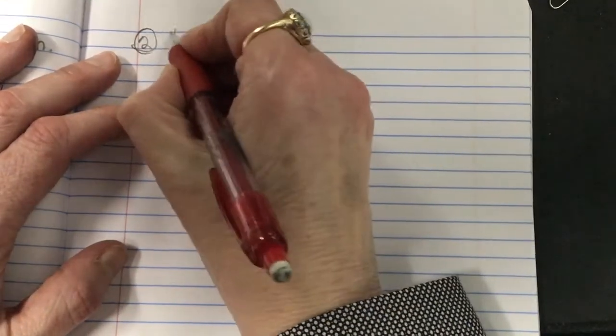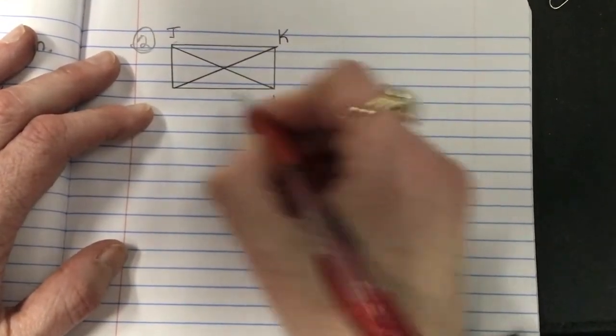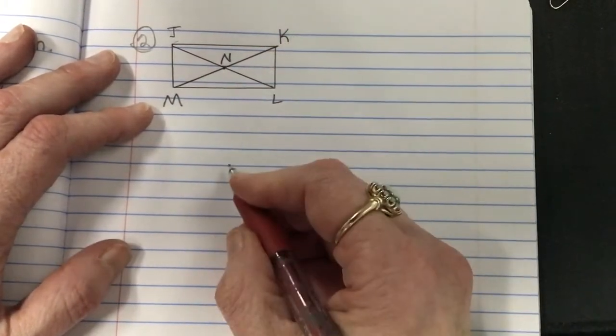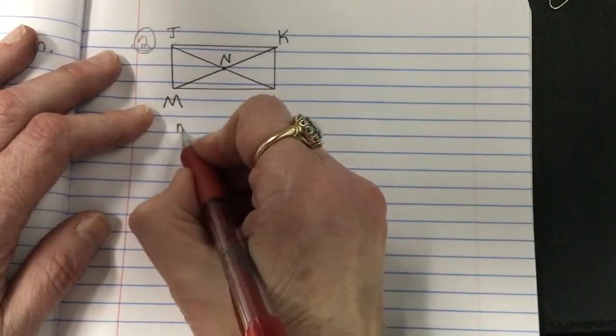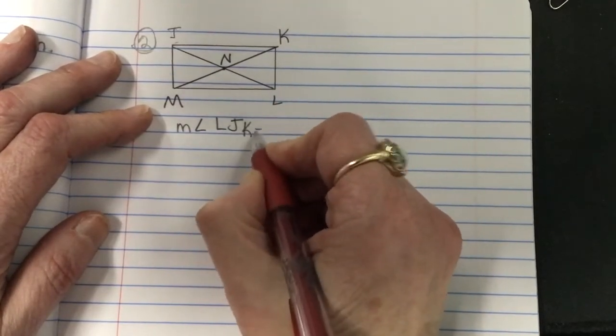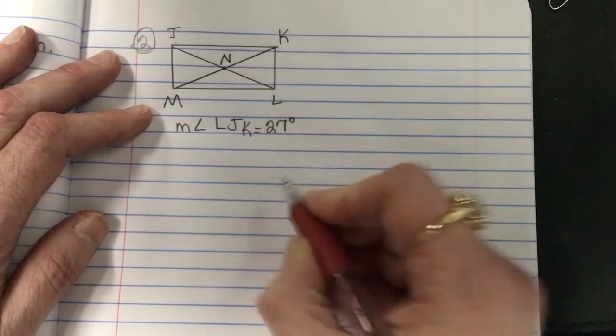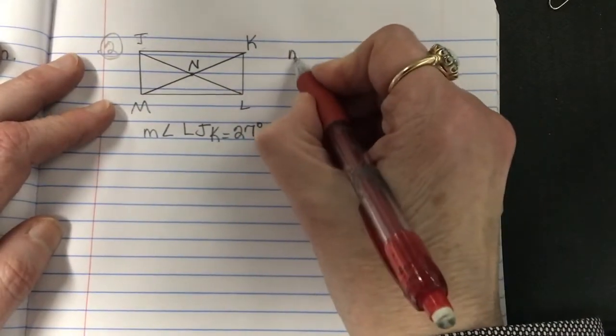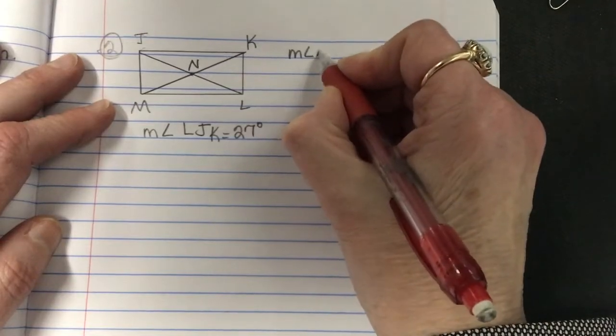This is J, K, L, M, and the middle letter is N. And they're going to give us the measure of angle LJK is 27 degrees. And they want to know, now here's where it gets messy, so you got to watch. Measure, they all look about the same. Measure of angle MJK.